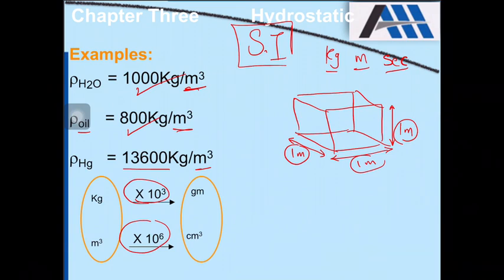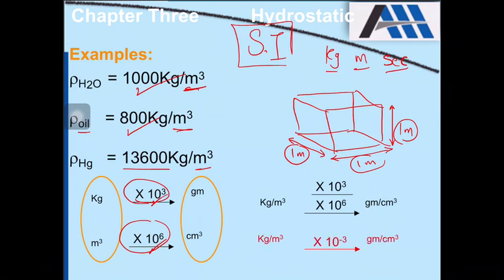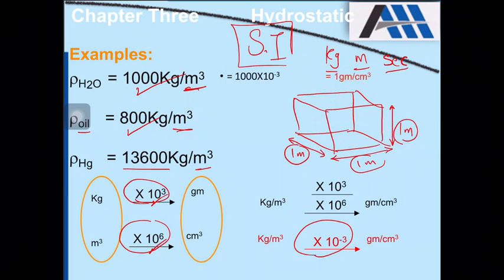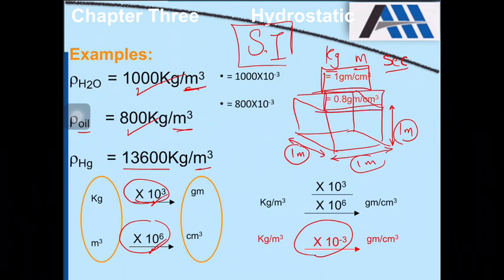To convert from kilogram per cubic meter to gram per cubic centimeter, we multiply the first factor and divide by the second, which results in times 10 to the power negative 3, or of course dividing by 1000. Then the density of water will be 1 gram per cubic centimeter, that of the oil will be 0.8, and that of mercury will be 13.6 gram per cubic centimeter.